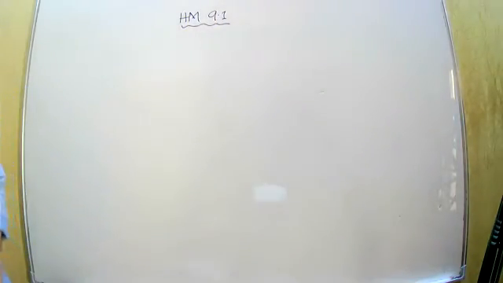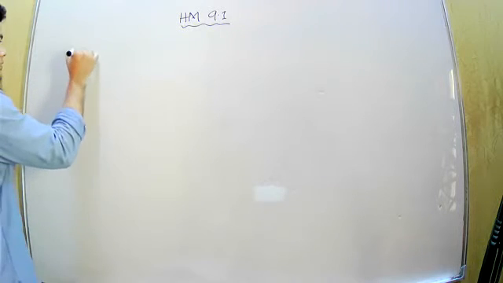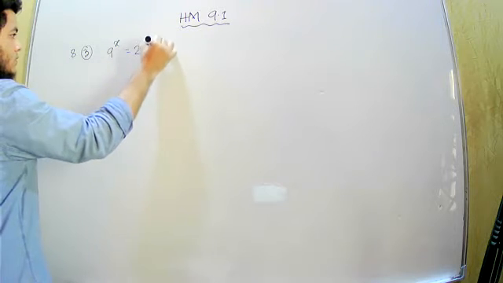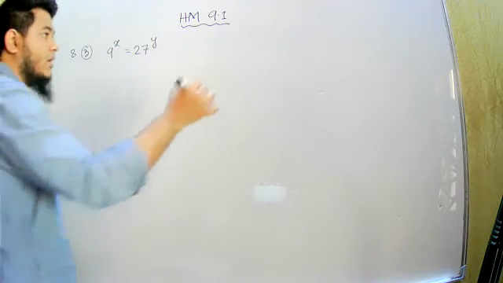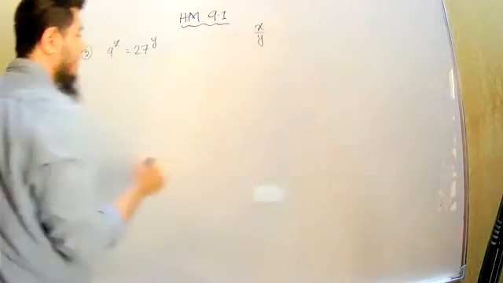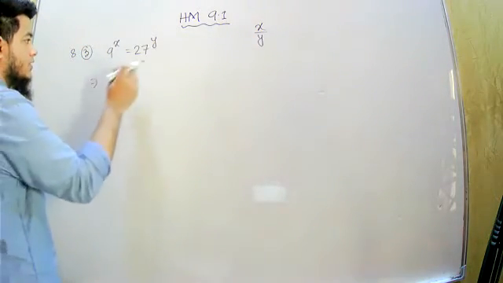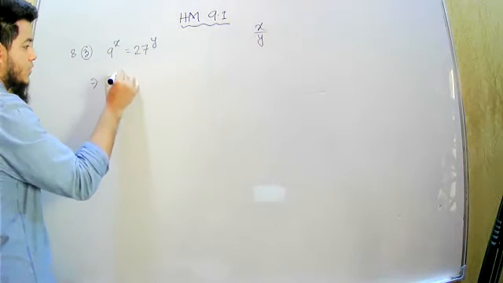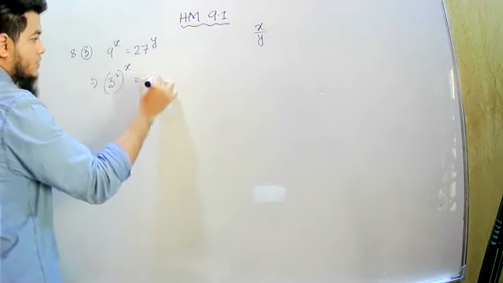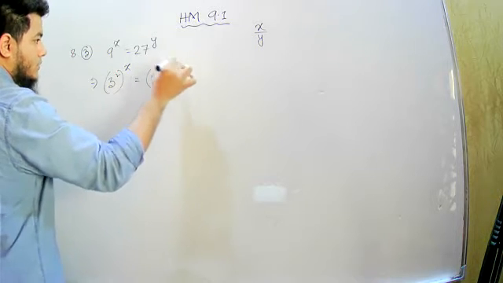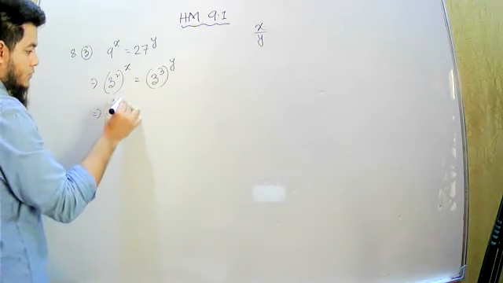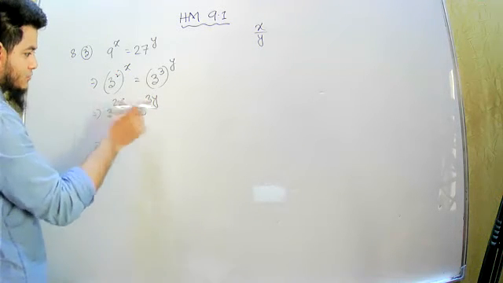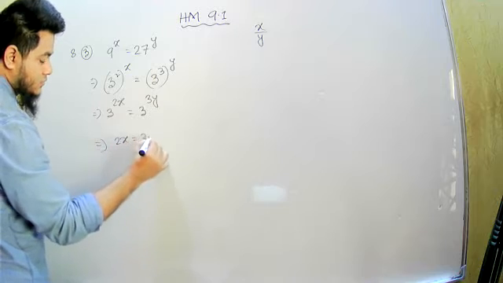It is 3, 9 to the power x is equal to 27 to the power y. This is what is given, and they have told us to find the value of x divided by y. So at first we need to convert the base of both the sides into same bases. So it will be 3 square to the power x, and it will be 3 cube to the power y. So it will be 3 to the power 2x is equal to 3 to the power 3y. Then bases are same, so powers can be written equal. 2x is equal to 3y.